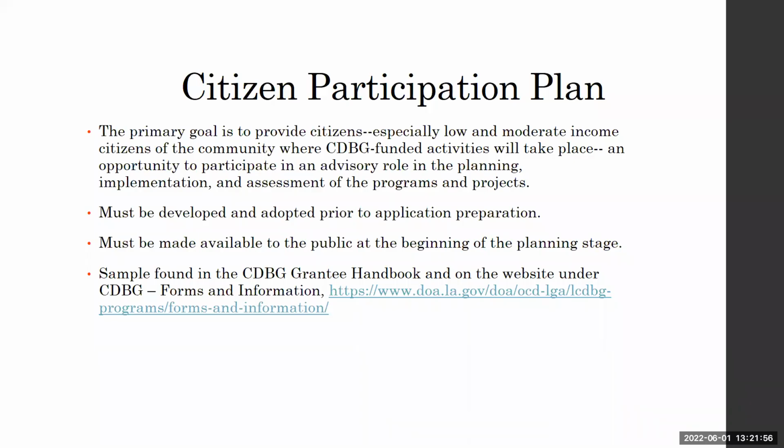The first step is to prepare a citizen participation plan. It needs to be completed before beginning an application or developing a project. The primary goal is to provide citizens, especially low and moderate income citizens of the community where the CDBG funded activities will take place, an opportunity to participate in an advisory role in the planning, implementation, and assessment of the programs and projects. We have a sample citizen participation plan in our grantee handbook, as well as on our website under CDBG forms and information.